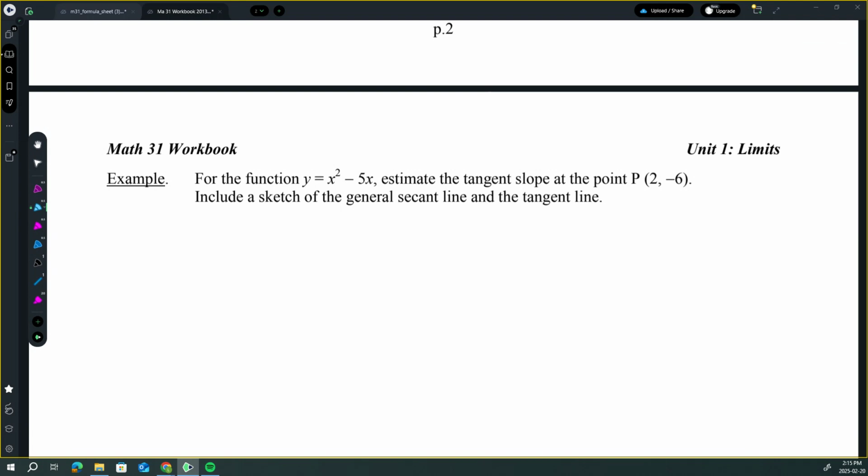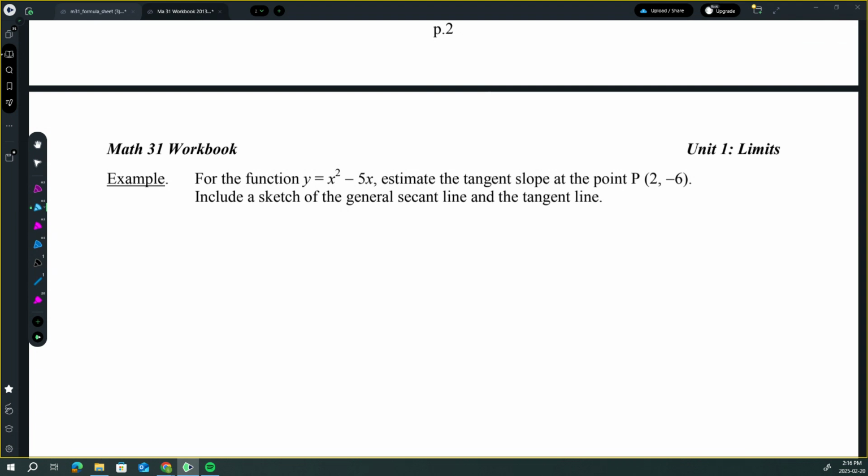For the function y is equal to x squared minus 5x, estimate the tangent slope at the point P (2, -6), and include a sketch of the general secant line and the tangent line. Okay, so we are only given one point, and we're going to use the secant line to help us figure out the slope of the tangent line.